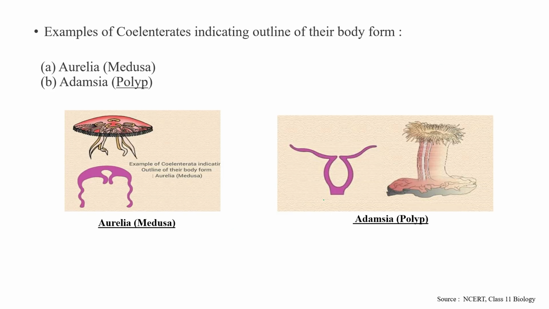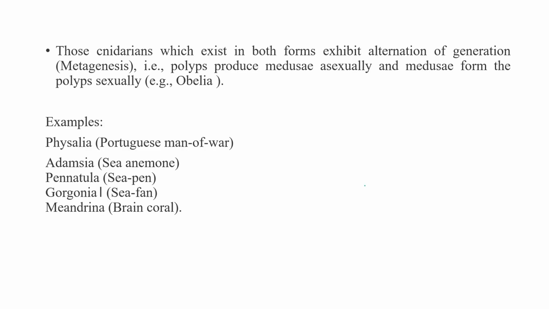So these are the two life forms. This one is medusa and this one is polyp. Medusa is found in jellyfish, as we just discussed, and polyp is in Hydra. Some coelenterates exhibit both forms, polyp and medusa. So they exhibit alternation of generation as well, and this is known as metagenesis. Polyp produces medusa by asexual means, while medusa produces polyp by sexual means.